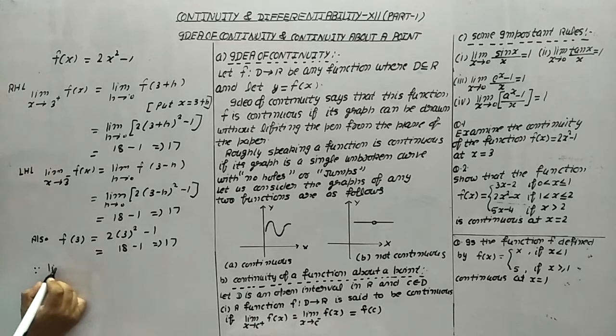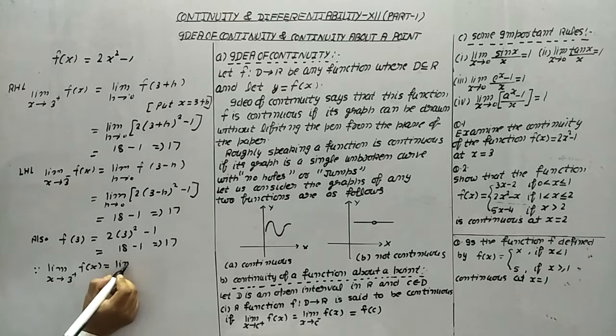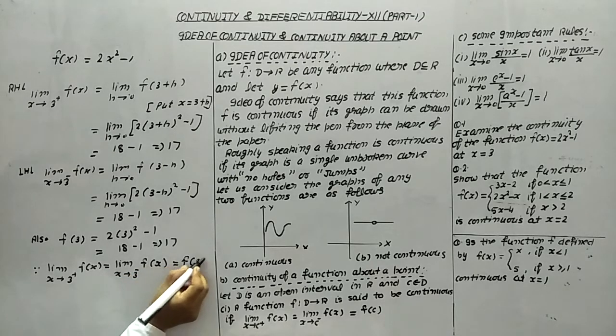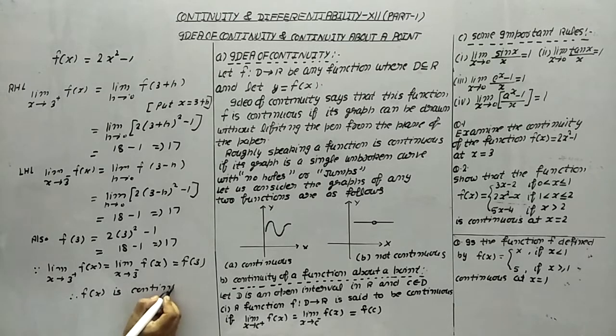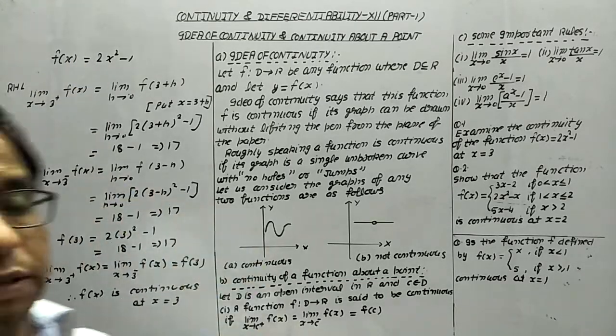Now you will say, because limit x tends to 3 plus f(x) is equal to limit x tends to 3 minus f(x) is equal to f(3), therefore the function f(x) is continuous at x equals 3. So this is the way to find the continuity of a function.